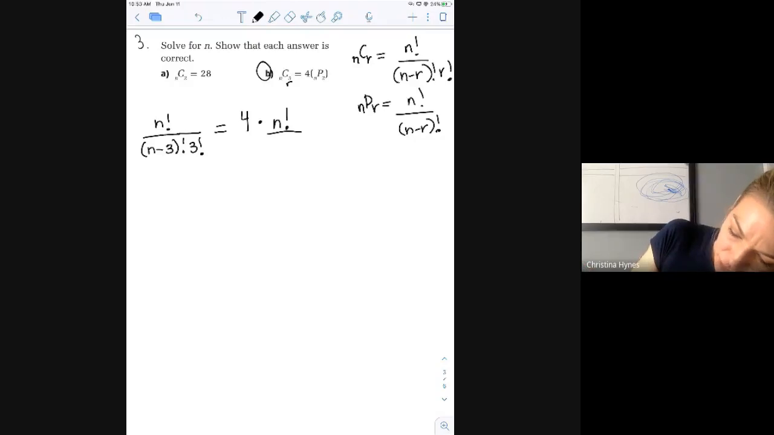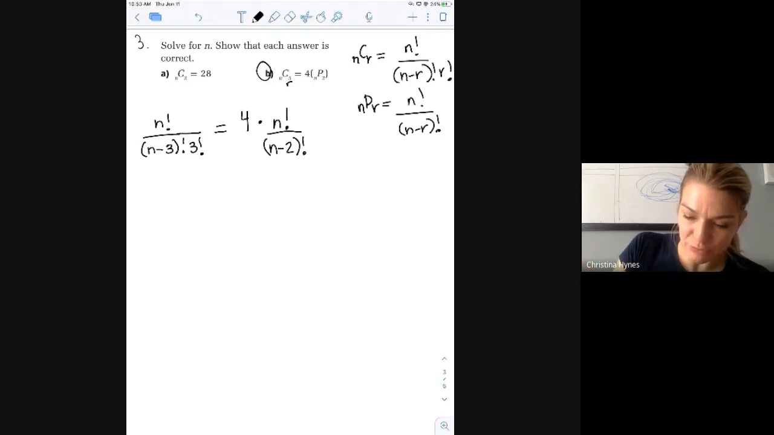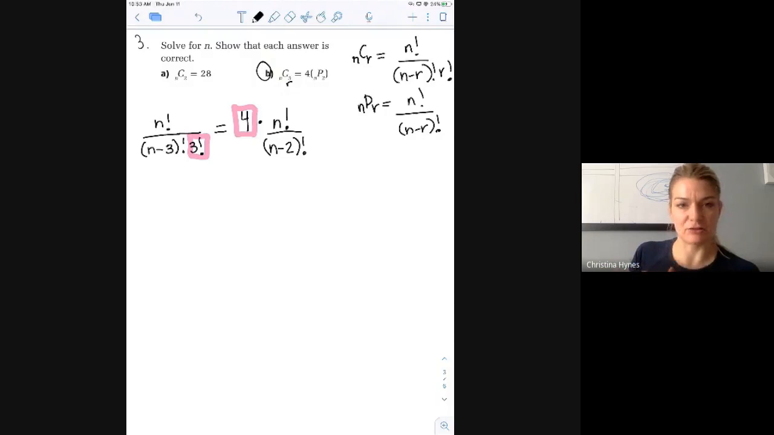So n factorial over n minus r, now r is 2, factorial. And then there's no other place to put 2. So that's the simpler kind of version. What you want to do is, usually I like to work with these factorial numbers first. So I'm going to work with these 2 guys first and try to put them together if possible, just to get that out of the way.